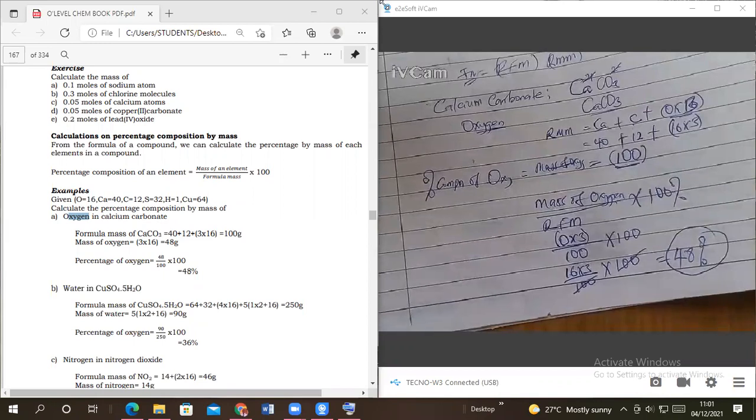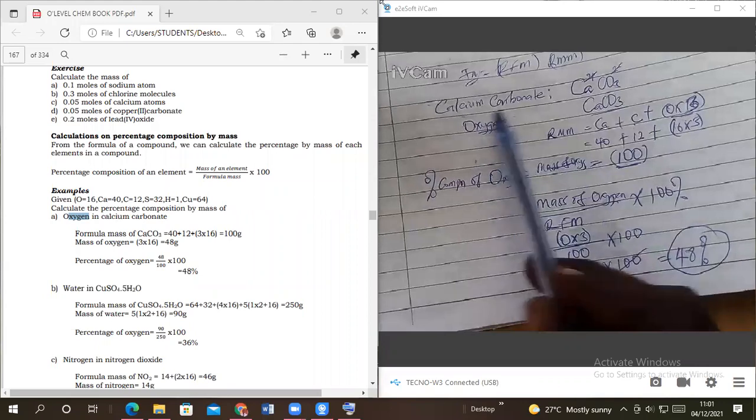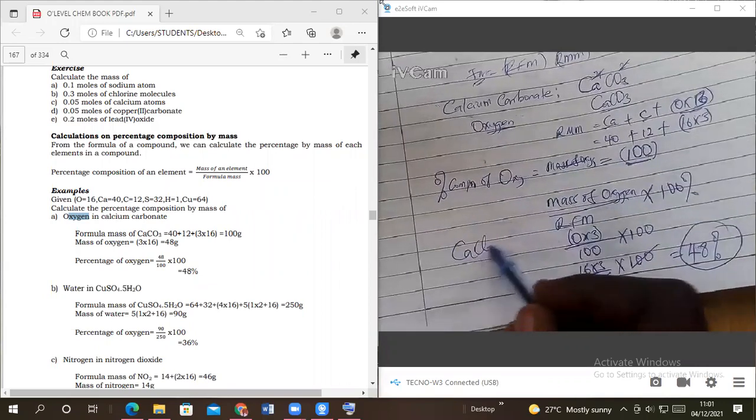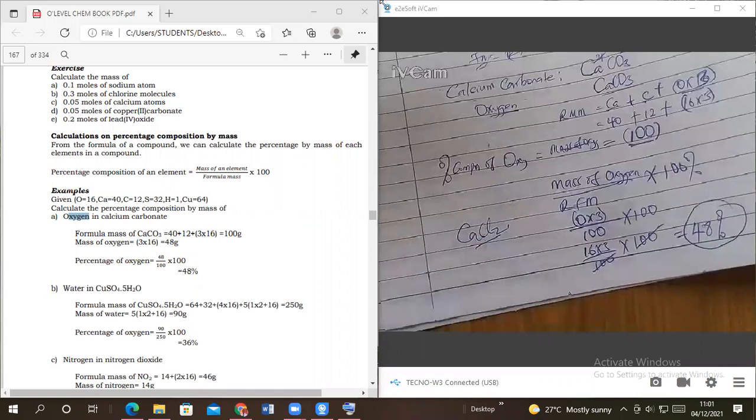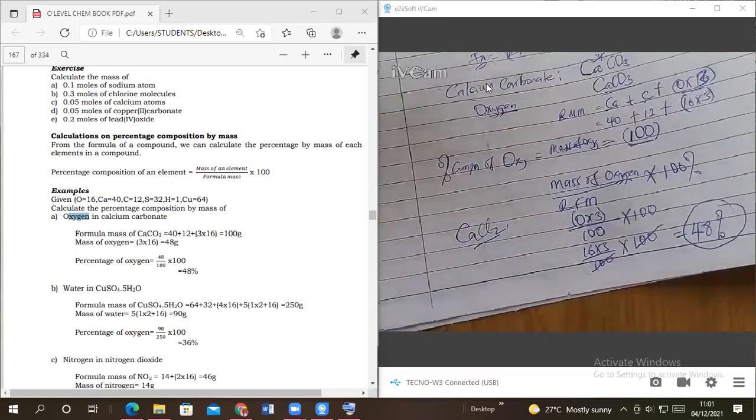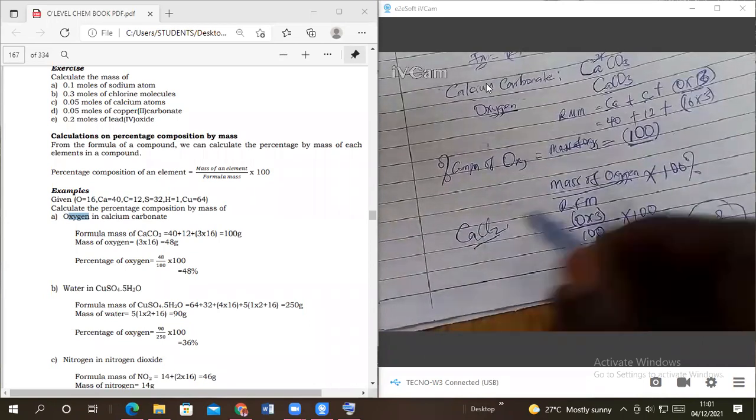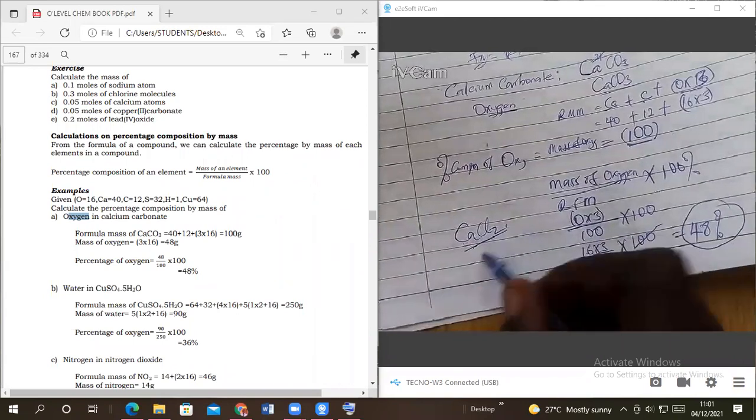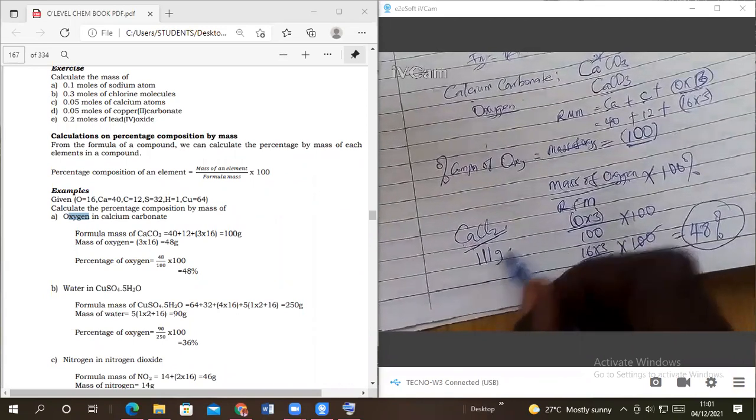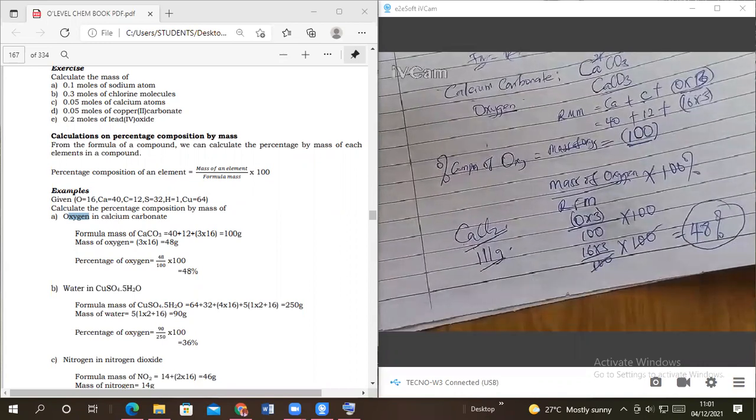Excuse me, teacher. Yes. Every time, should the relative atomic mass be 100? No, it differs. The relative atomic mass of calcium carbonate is not the same as that of calcium chloride. We found calcium chloride is 111 grams, isn't it? Yes. So this is not the same.